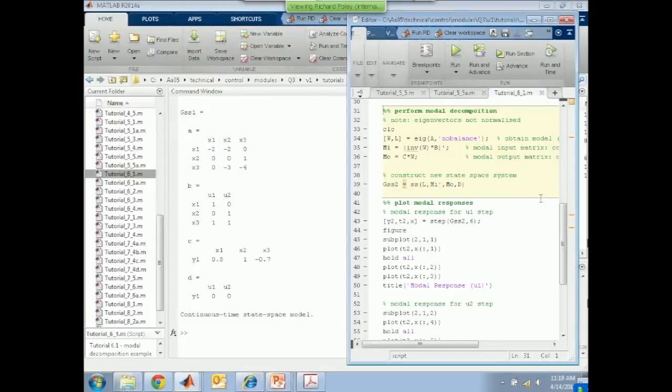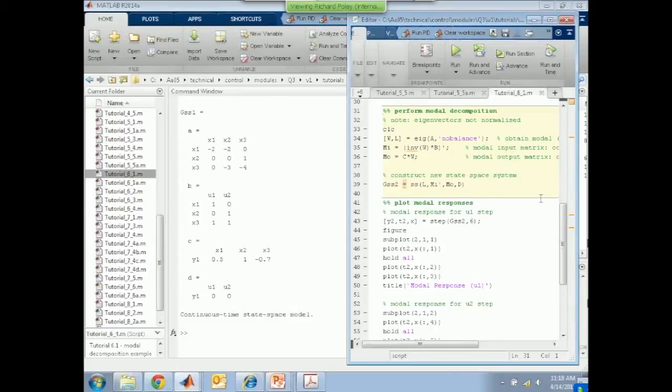Now, what we'll do is perform a modal decomposition, and this is how we do it. This CLC just clears whatever's in the workspace. That makes things a little bit tidy for us. And then I'm going to use the eig instruction again. Remember, that's the one that we extracted the eigenvalues from.